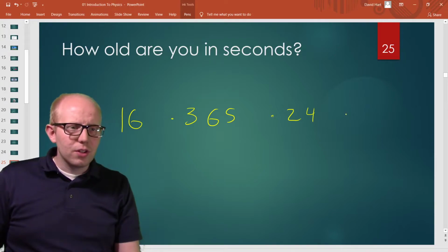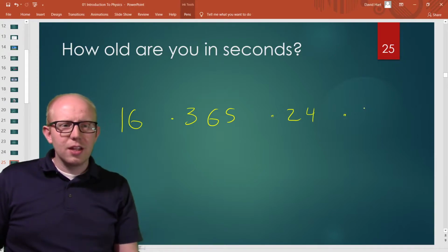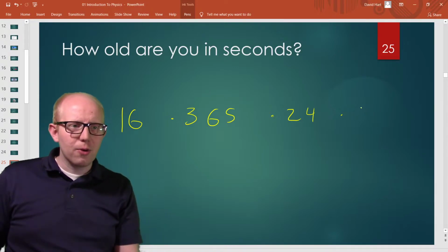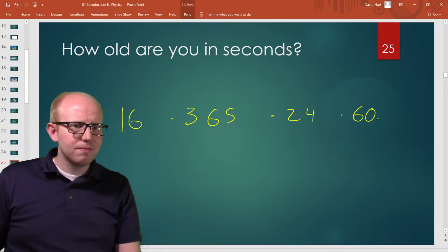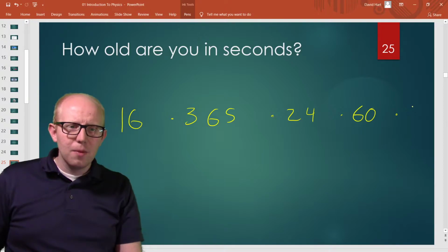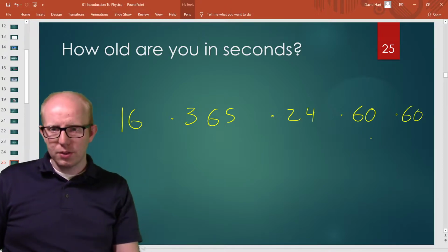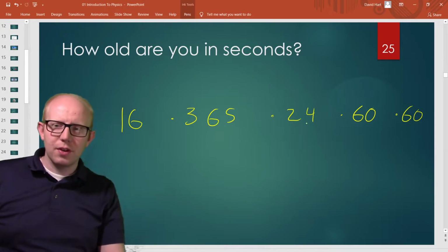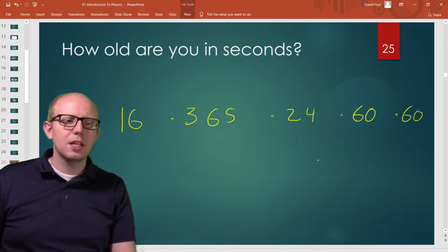And then we know that there's 24 hours in a day and there's 60 minutes in an hour. So let's write that down. And then there is 60 seconds in a minute. So let's write that down as well. And if you multiply those all out, you get 16 times 365 times 24 times 60 times 60.